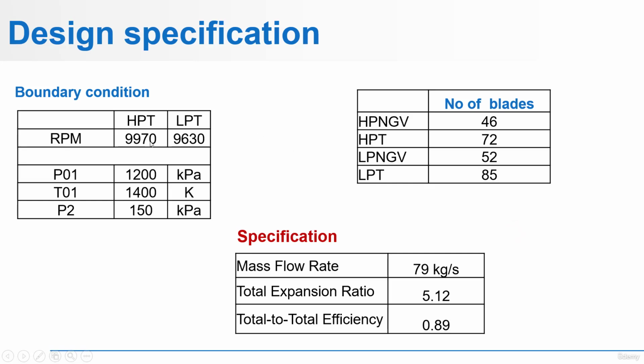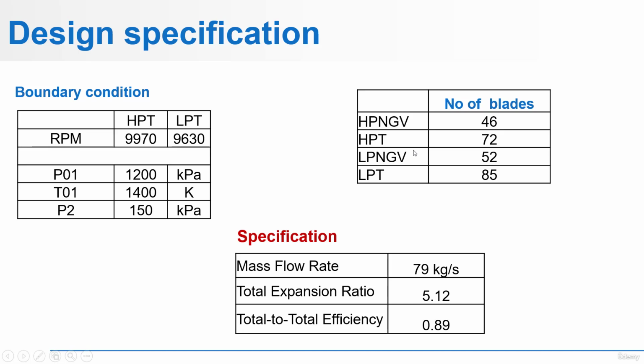This is the RPM of HP turbine and LP turbine. They are in different spools, so the RPMs are different. The total pressure at the inlet of HP NGV is 1200 kPa and the total temperature is 1400 Kelvin. The static pressure condition at the exit of LP turbine is 150 kPa. The number of blades of HP and LP turbine and NGV blades are given here.